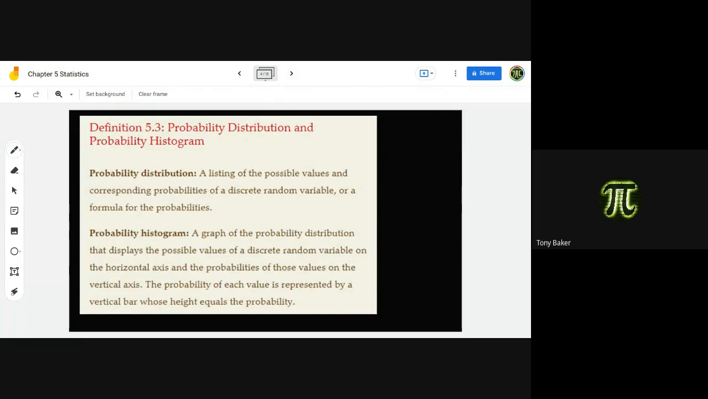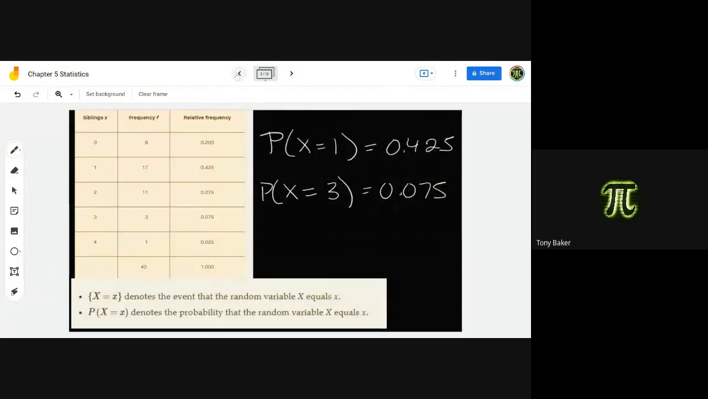So a probability distribution is just a list of all possible values and the corresponding probabilities of those. So I'm going to switch back to here in a second. That table is a probability distribution. It gives me all the possible outcomes and their probabilities. Okay, so that would be a probability distribution.